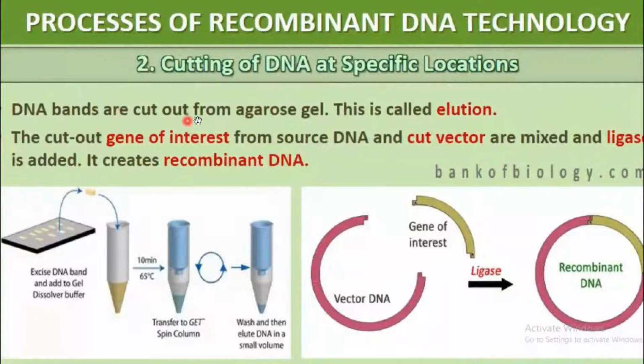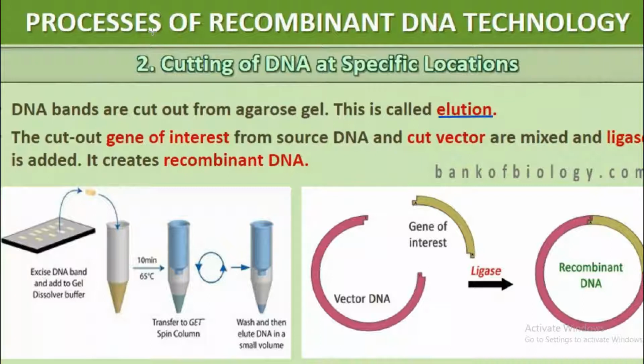DNA bands are cut out from agarose gel. This is called elution. So, what is elution? Elution is the process by which DNA fragments are cut out from the agarose gel. From your examination point of view, it is a 1 mark question.